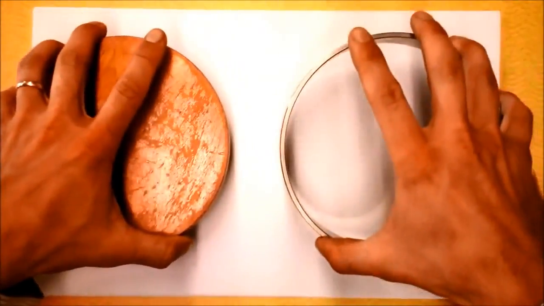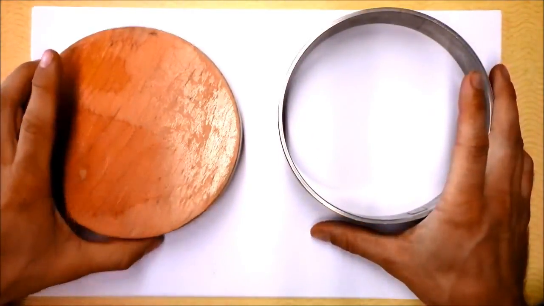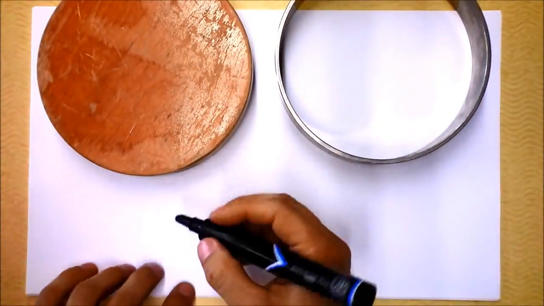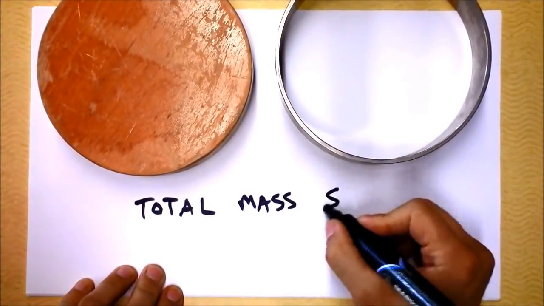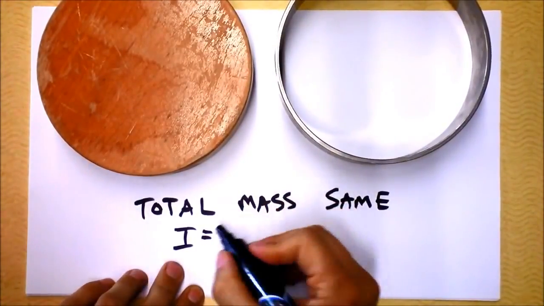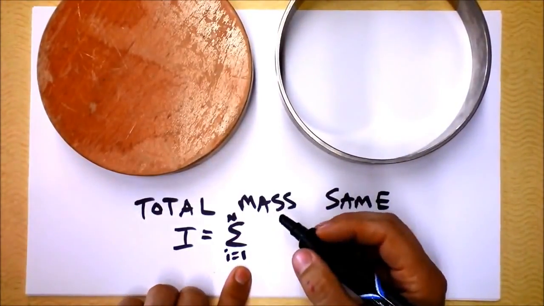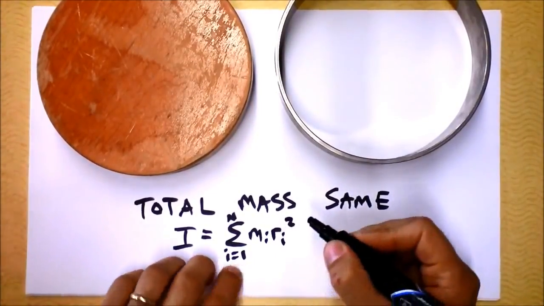But I want you to consider these two objects. They have the same mass, and the mass is distributed very differently. So which one do you think would have a larger I? I'll push them up here a little bit. If the mass is the same, and we've got this equation for I, we have to add up all the masses. It goes from i is 1 to the total number of pieces, of the mass at some particular location times the location squared.